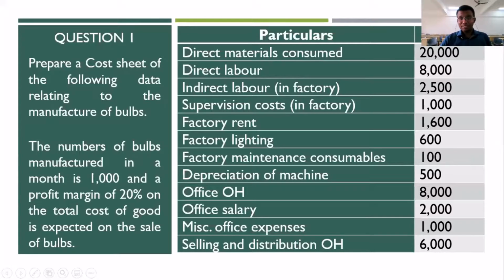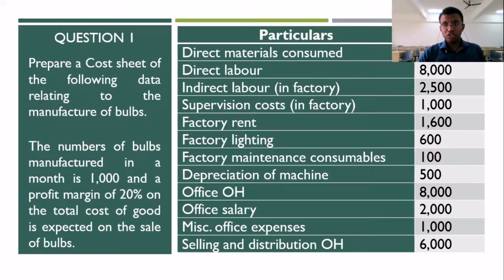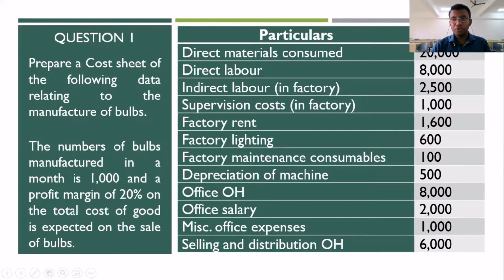We have direct material consumed. Now, direct material would be a part of which division of cost? It will be a part of your prime cost. Direct labor will also be a prime cost. Indirect labor, in this case, in brackets they have mentioned in factory. So it is very evident which level this falls under. This will be a part of your factory overhead.